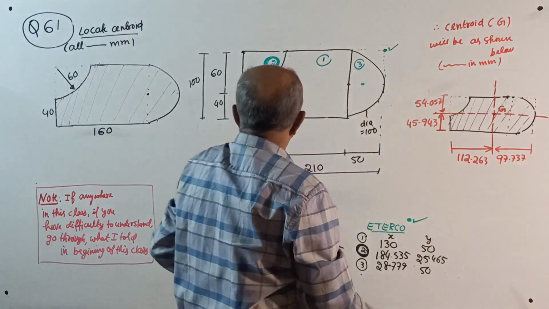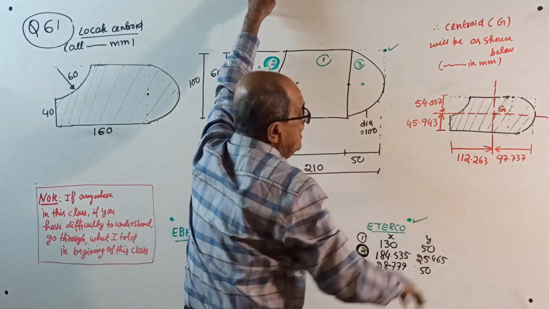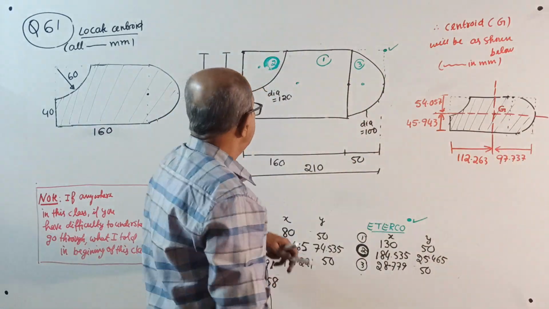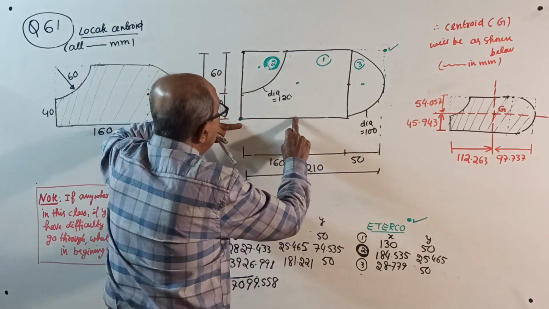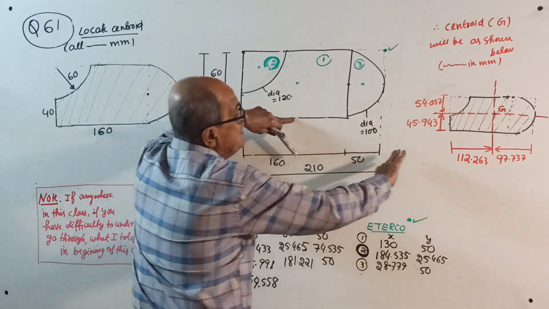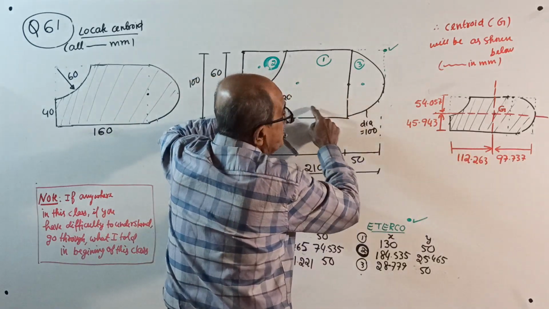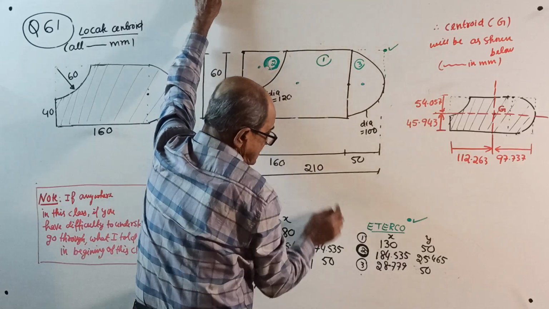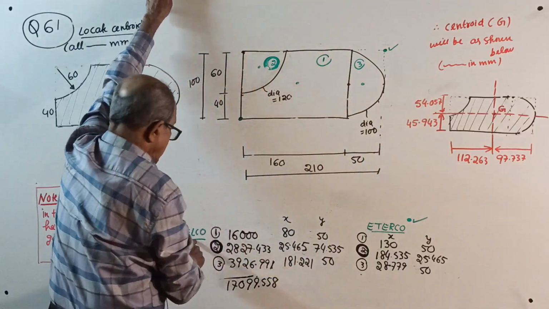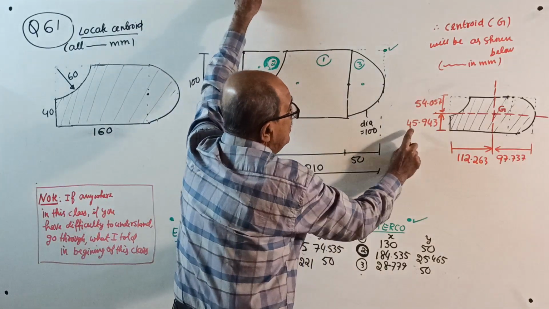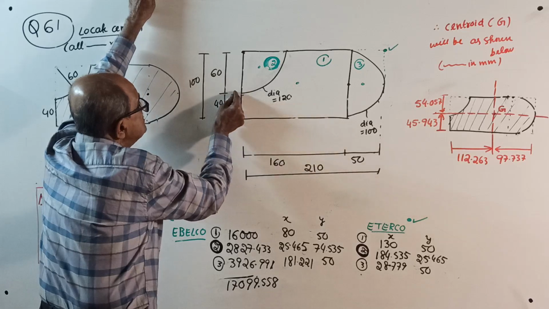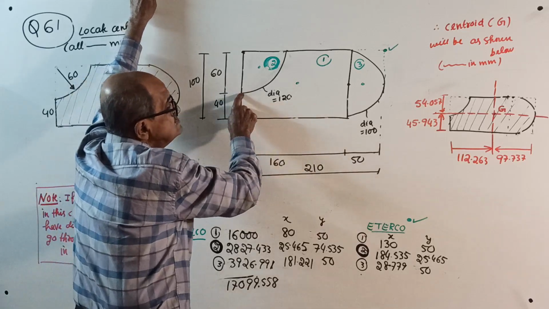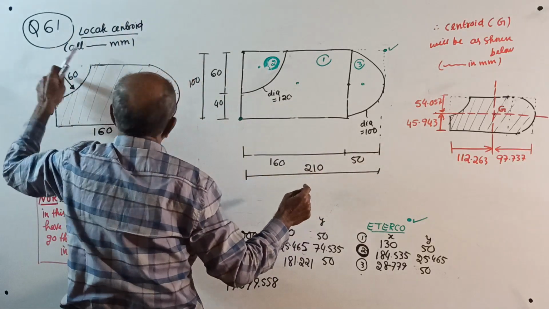Okay, then X bar we got this side 112.263. See, this is total 160. Midpoint of 160 is 80, little more than 80, but before this one. Okay, Y bar we got with the Abelco, 45.943. See, this is 40. So slightly above this junction.